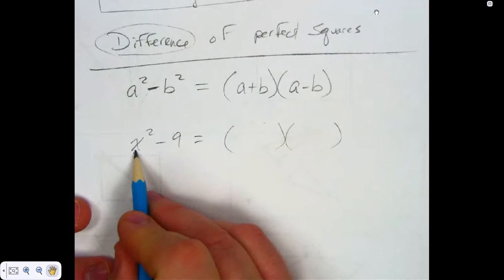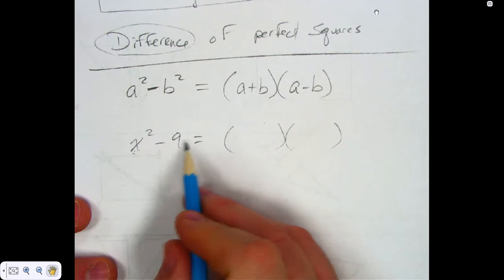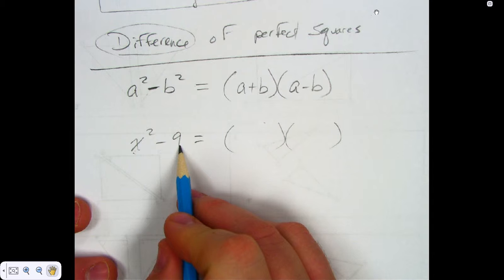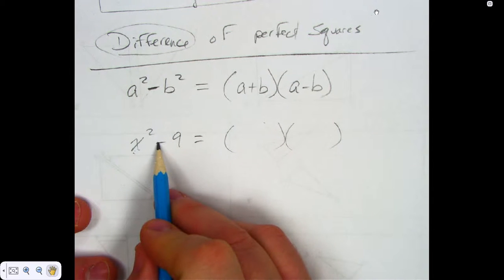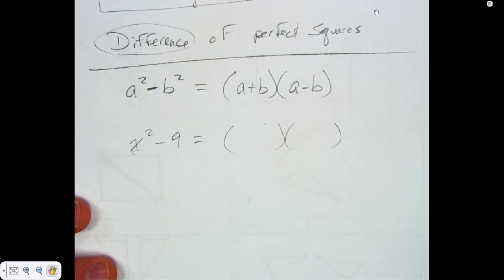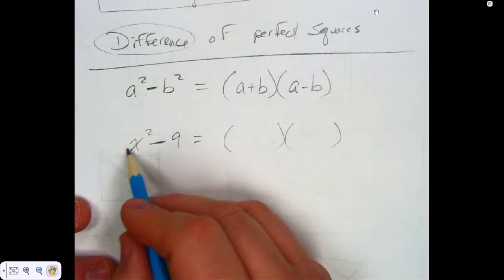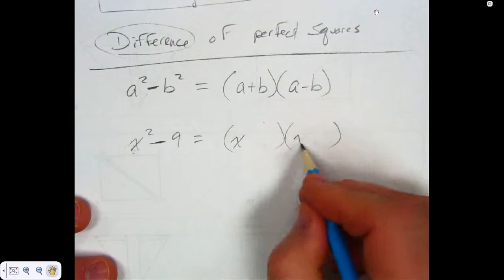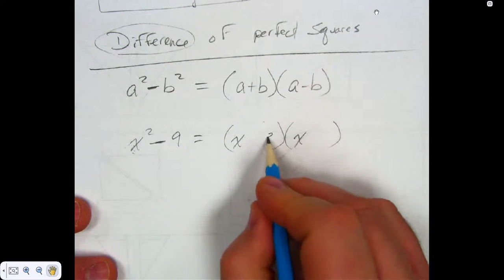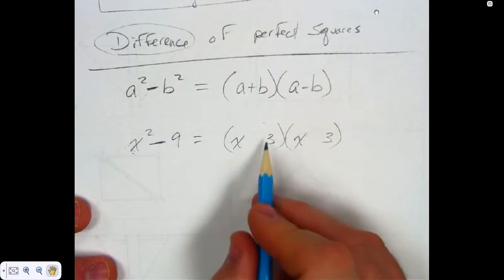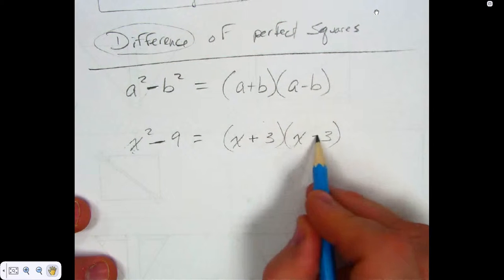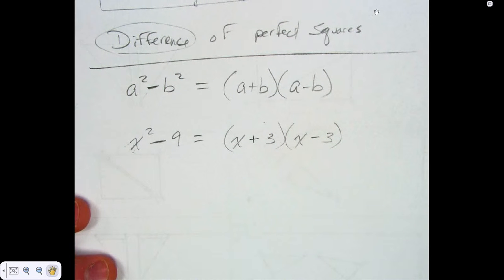Okay, is that a perfect square, x squared? Is 9 a perfect square? Yes. So is it the difference of perfect squares? Yes, because that means difference, correct? So I take the square root there, which is x. What's the square root of 9? 3. What do I put here? Plus, minus. How hard's that? That's pretty easy, isn't it?